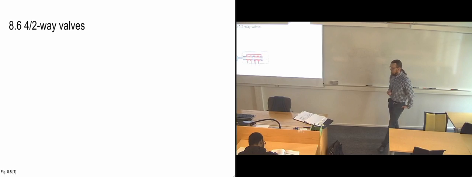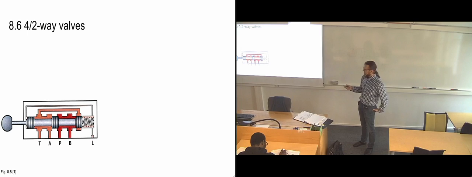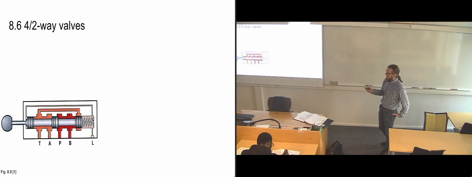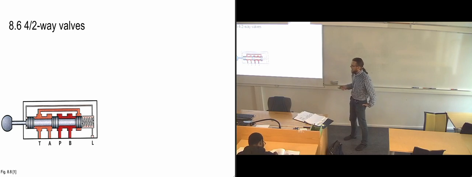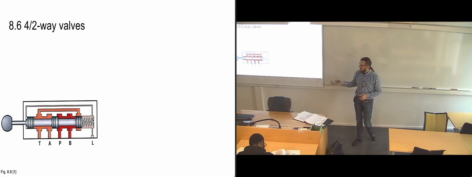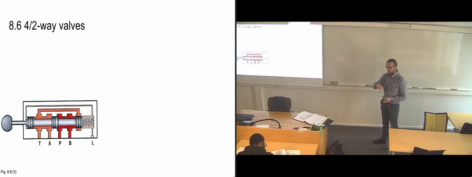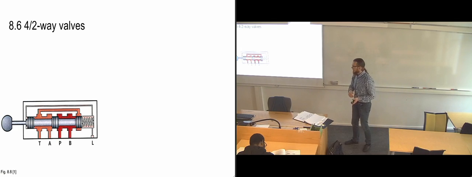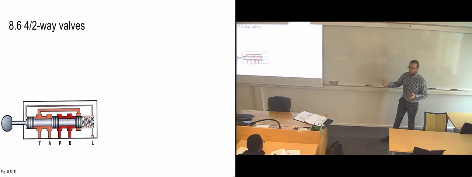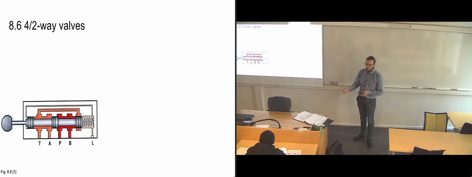Then we're going to look at 4/2-way valves. And now we have pressure, we have tank, and we have A and B ports. We also have a leakage line. Because now we have the problem that no matter how we are actuating this one, since it only has 2 switching positions, one of the ports, A or B, will always be connected to the tank, which means that you can get pressure going through the return line. For example, if you have a cylinder with a hanging load in it, that's going to be pulling on the cylinder, and it's going to create a pressure on the return line.